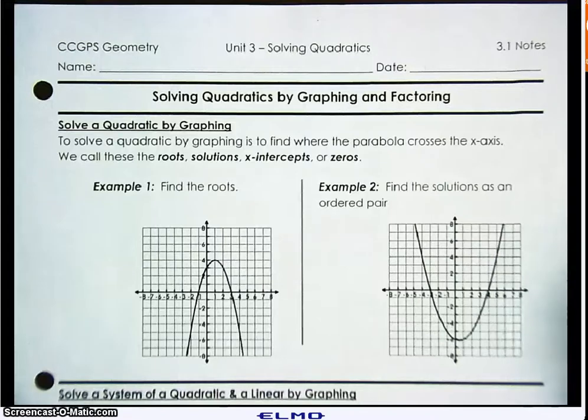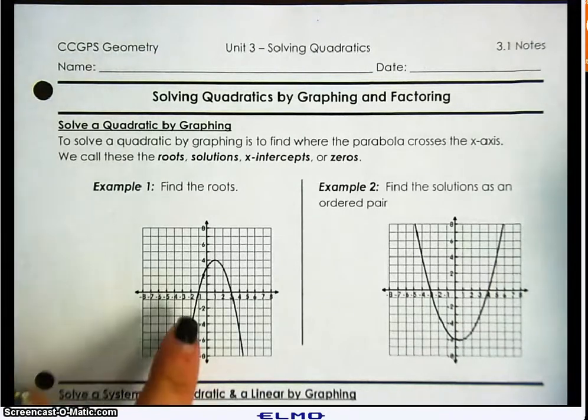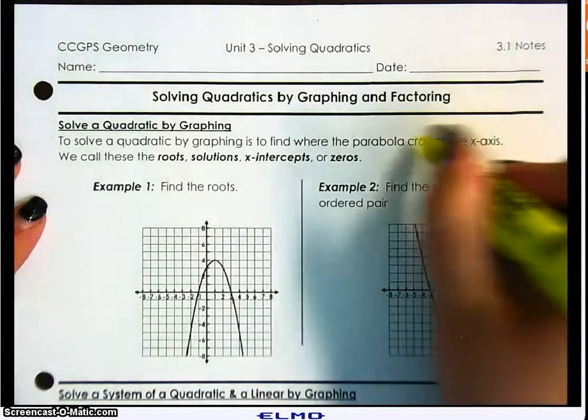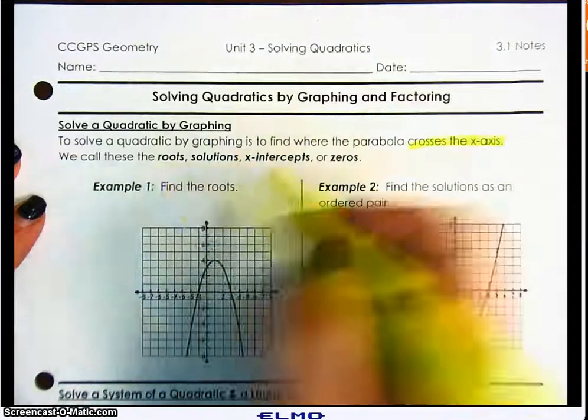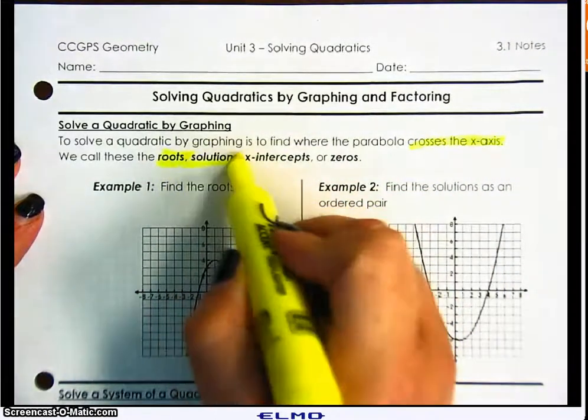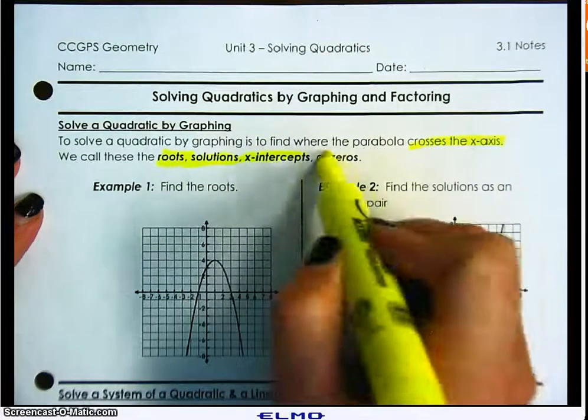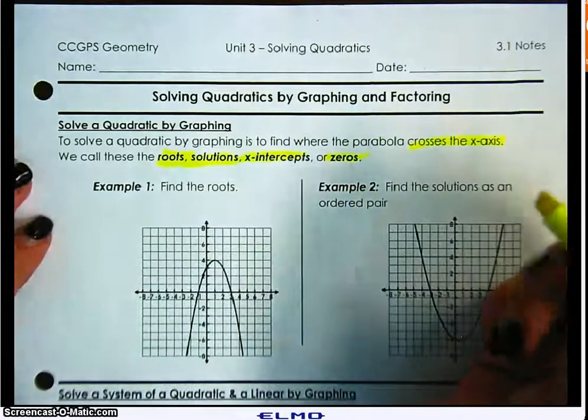Hello everybody. So here's lesson 3.1, solving quadratics by graphing and by factoring. To solve a quadratic by graphing, you've got to see where the parabola crosses the x-axis. They sometimes get called roots, solutions, x-intercepts, or zeros, and we'll interchange those all the time.